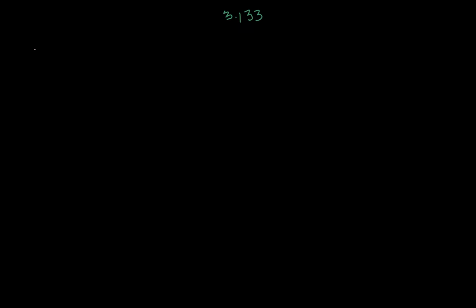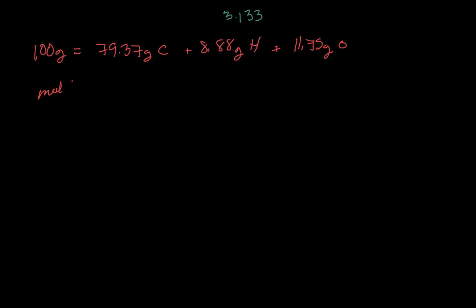Okay, so from the values given, we know that 100 grams of this hormone is made up of 79.37 grams of carbon, 8.88 grams of hydrogen, and the rest oxygen, 11.75 grams of oxygen. All right, so we need moles of all these things to get our empirical formula. So moles of carbon: mass over formula weight, right? You guys are experts at this, I'm sure.